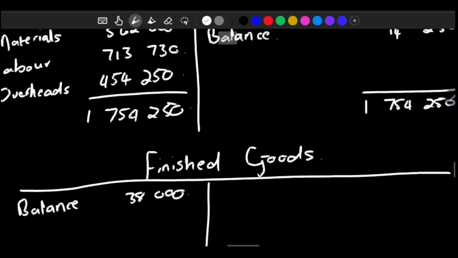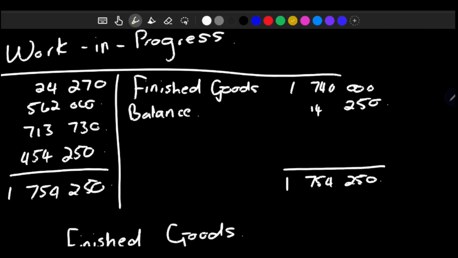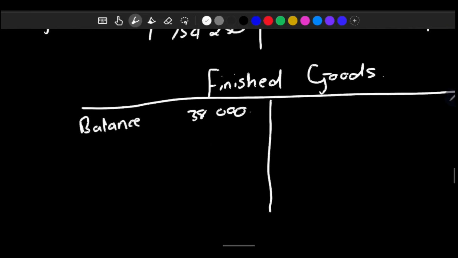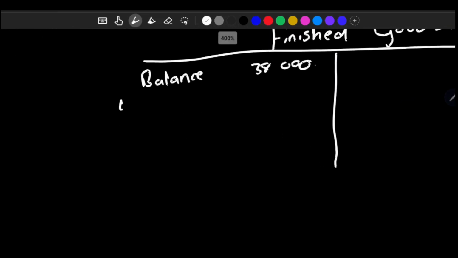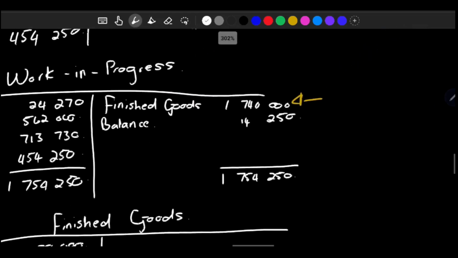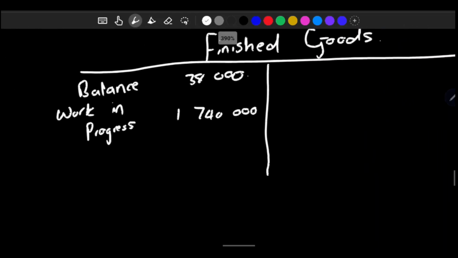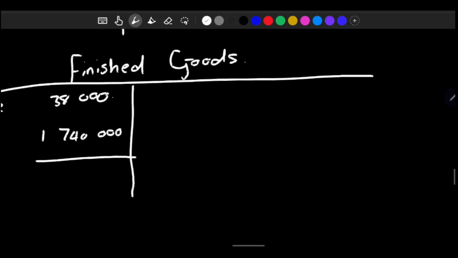Then we bring the carried part here from work in progress, all the stock that was finished, for 1,740,000. So we will say here work in progress, 1,740,000. Let me just double check to make sure my answer is correct. Perfect, right? So we have that on that side.